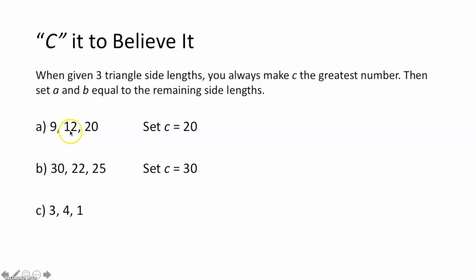So here, if you have three side lengths, 9, 12, and 20, the 20 should be your C value. Here, if you have 30, 22, and 25, 30 should be your C value. Here, if you have 3, 4, and 1, 4 should be your C value.